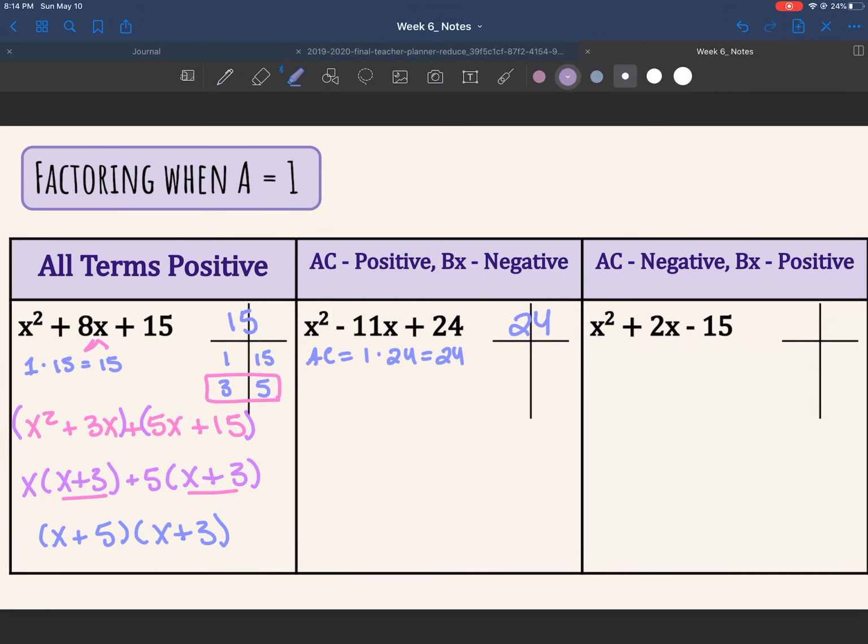So this time I want you guys to notice that our B value here is negative. So that means that when I go to write 24, one of my values needs to be negative. That way I know I'm getting a negative B value. So let me just write them as positives and then play with them a little bit. So we could do 1 and 24. So that could be negative 1 and positive 24. That could be negative 24 and 1. We could also do negative 2 and 12, or negative 12 and positive 2.